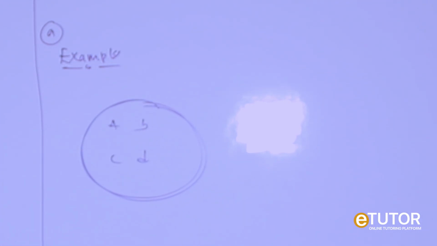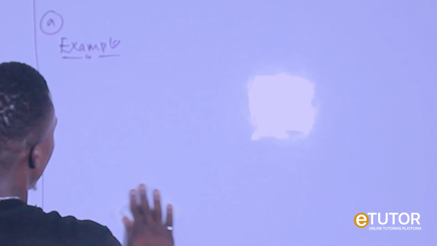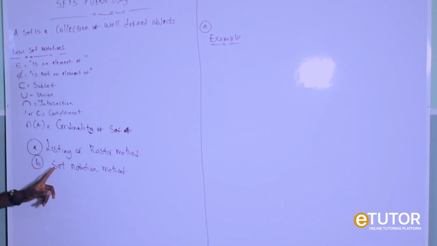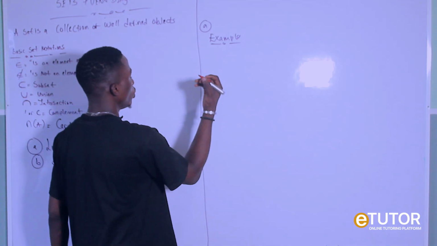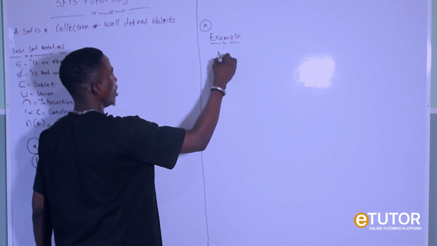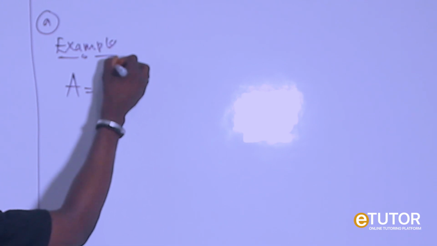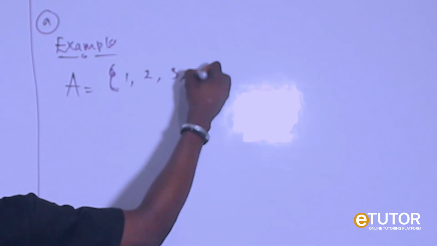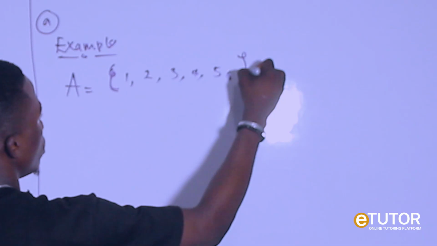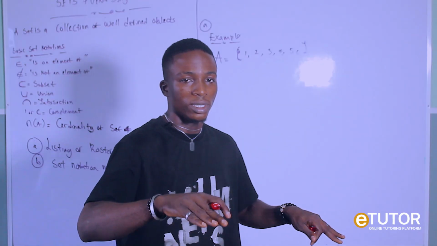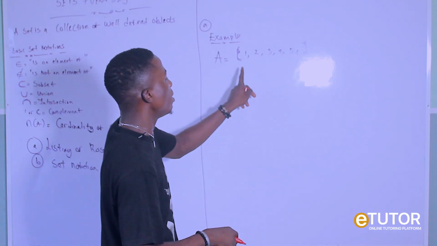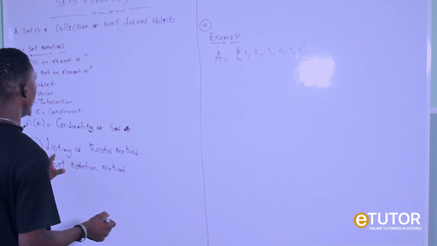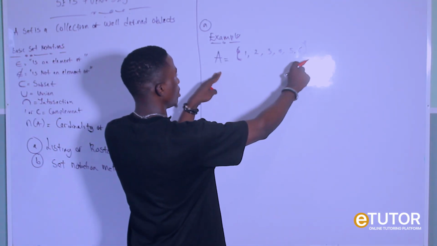So now that we have that out of the way, we have two ways of writing sets. The first one is the listing or roster method, and the second is the set notation method. The listing or roster method is just, let's say we have a set A equal to {1, 2, 3, 4, 5, 6}. This just involves you listing out the elements of that particular set. Listing them out like this is the listing or roster method.